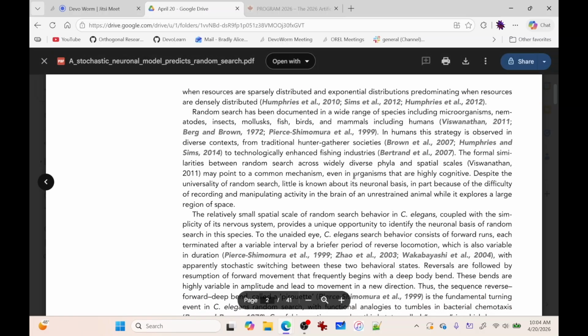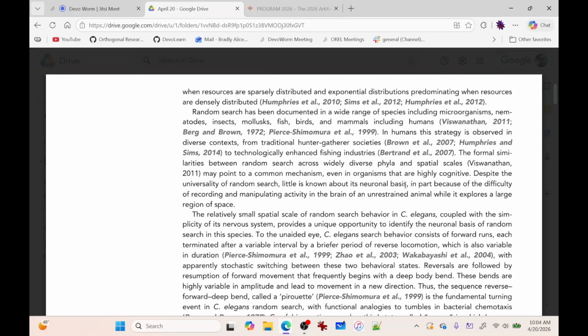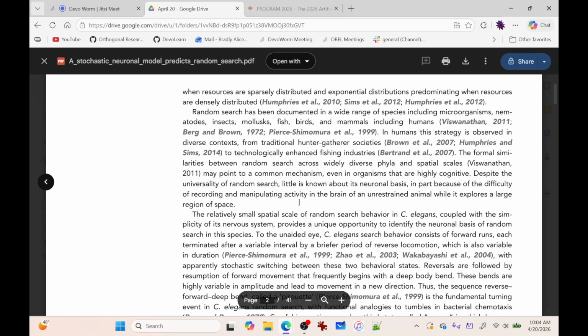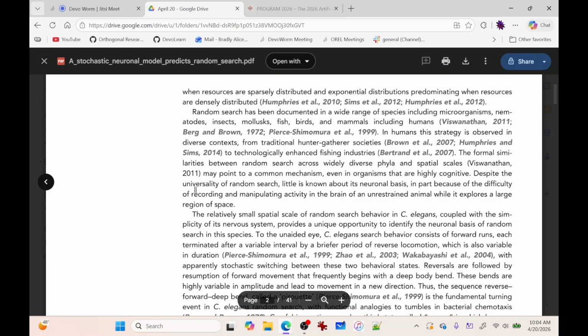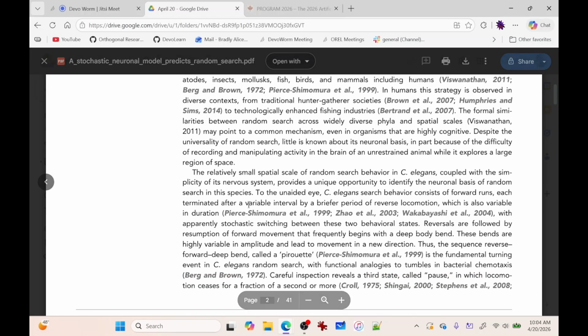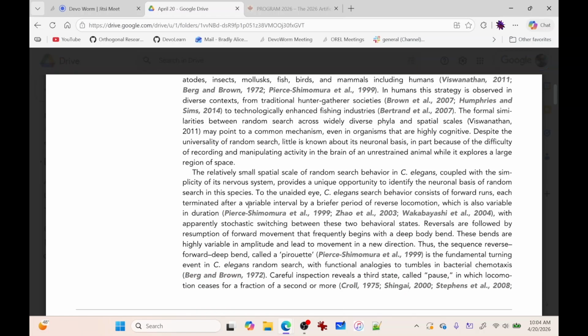And so, despite the universality of random search, little is known about its neuronal basis, in part because of the difficulty of recording and manipulating activity in the brain of an unrestrained animal while it explores a large region of space. So that's why they're doing this in C. elegans. And C. elegans serves as a good model for this because you have these relatively simple movements, a relatively simple connectome, and you can connect all of this together.